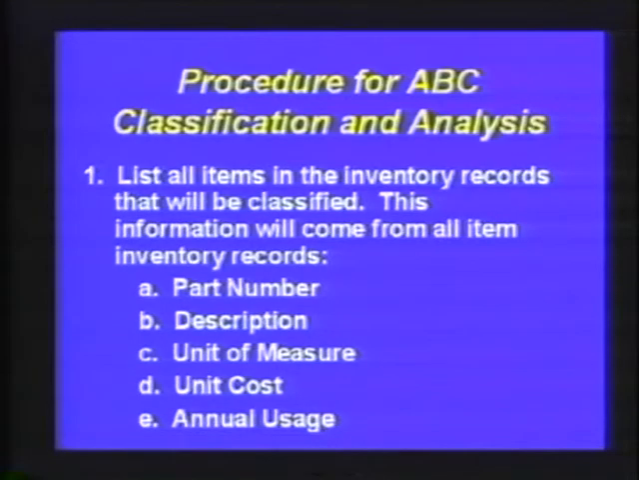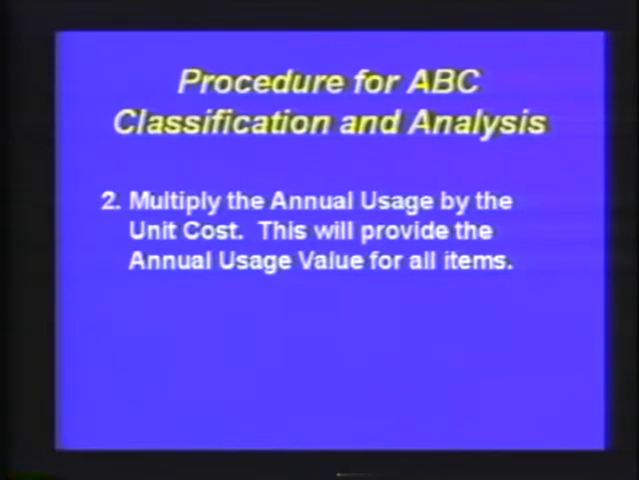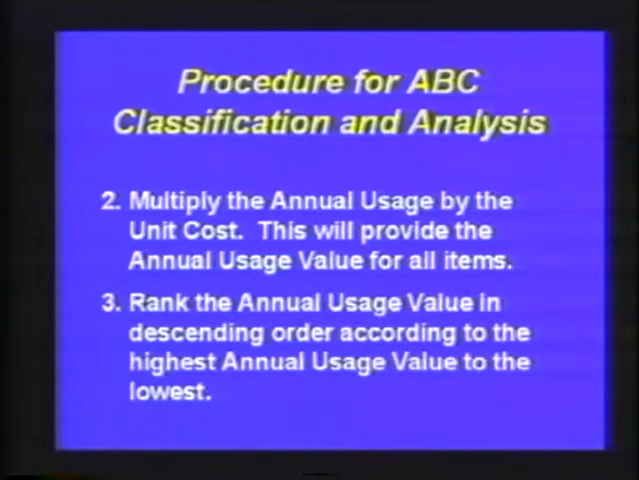Now, once that is completed, you're going to multiply the annual usage by the unit cost. That's the second step. Then the third step is to sort in descending annual usage value.